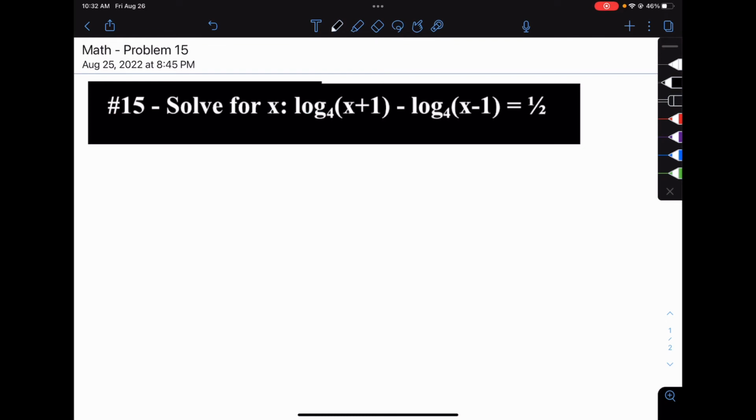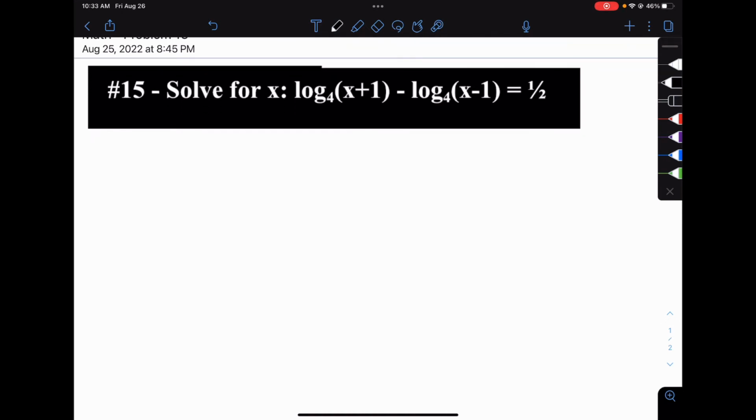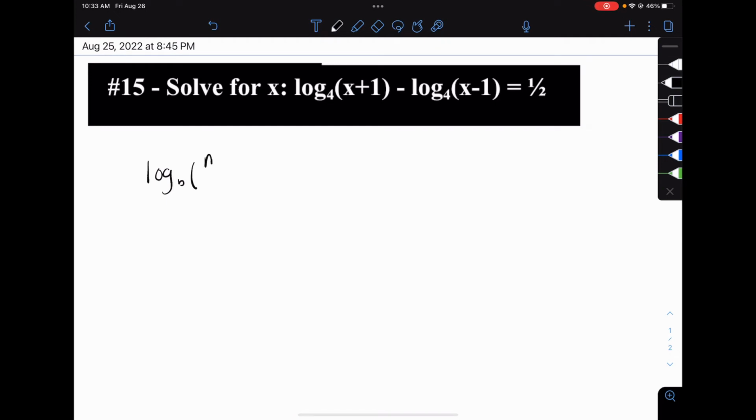Number 15 gives us a logarithmic equation and is just testing us on our knowledge of certain logarithmic rules. So for this problem, the first rule that we need to know is the quotient rule, which is just that a log of any base with a fraction within it equals the log of the numerator minus the log of the denominator.